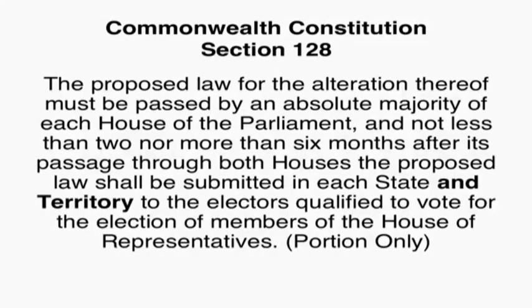It says the proposed law for the alteration thereof must be passed by an absolute majority of each House of the Parliament and not less than 2 or more than 6 months after its passage through both houses, the proposed law shall be submitted in each state and territory to the electors qualified to vote. That's the only way they can change it. So they're getting changes in the Constitution, state and Commonwealth, that are not coming to the electors. And you don't have to look at much law to see that if it didn't do that, they're saying those laws are invalid. But you've got people representing you on that invalidity.